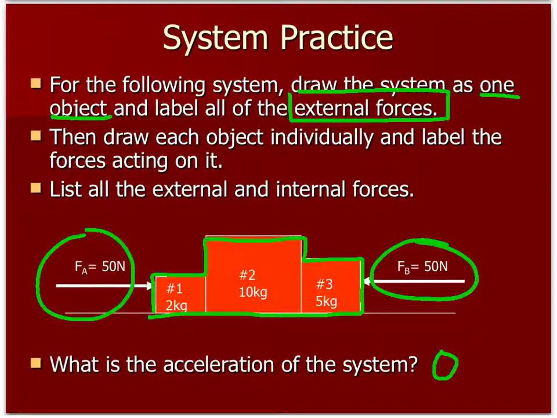Okay. If we look at each object individually and label the forces acting on it, we're going to start over here with force A. We know force A is pushing on block number 1. That's going to cause block number 1 to push on block number 2. Block number 2 is going to provide a contact surface for block 1, and it's going to cause a force that goes back in the opposite direction. And so this would be an internal force pair.